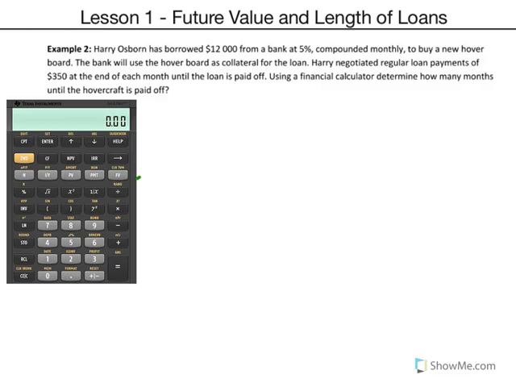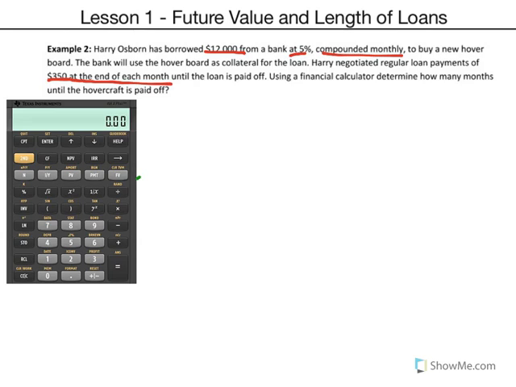Harry Osborne has borrowed $12,000 from a bank at 5% interest compounded monthly to buy a new hoverboard. The bank will use the hoverboard as collateral for the loan. Collateral is something that the bank uses in case you don't pay off your loan, they get to take that. So often when you buy houses, the house is held in collateral. Harry negotiated regular loan payments of $350 at the end of each month until the loan is paid off. Using the financial calculator, determine how many months until the hoverboard is paid off.